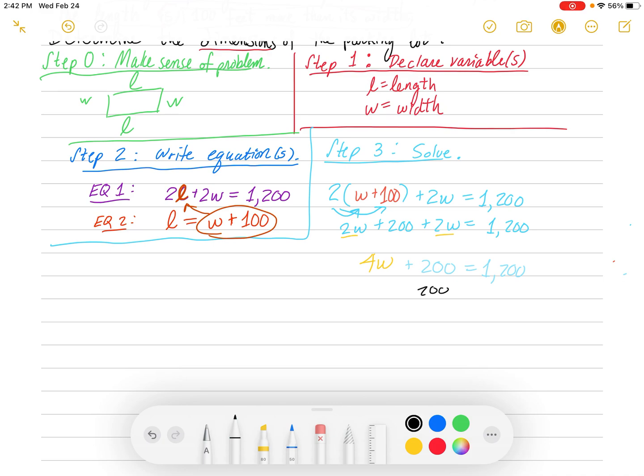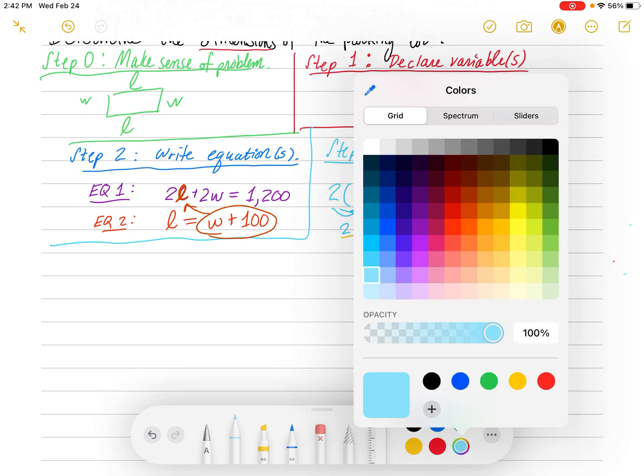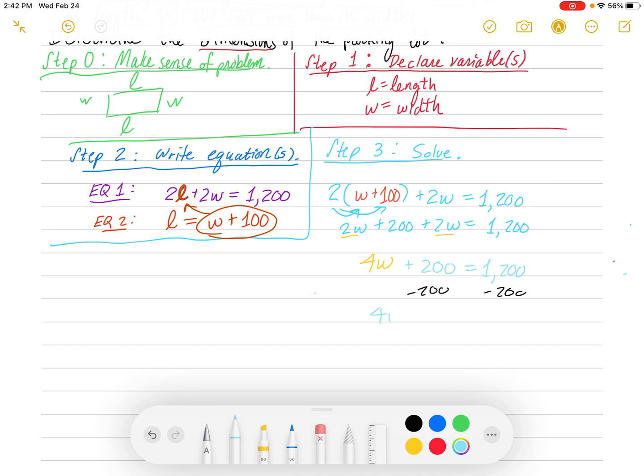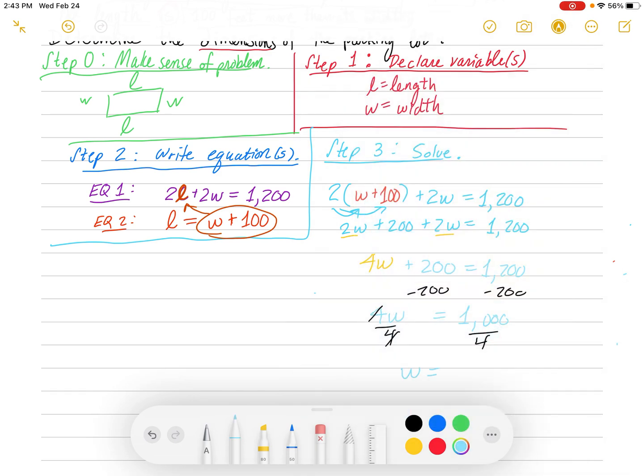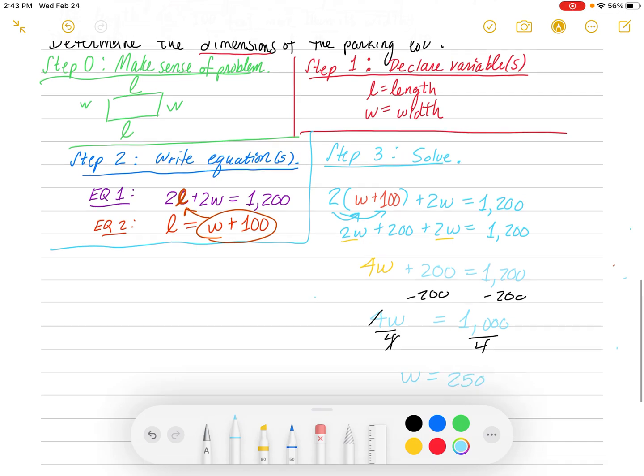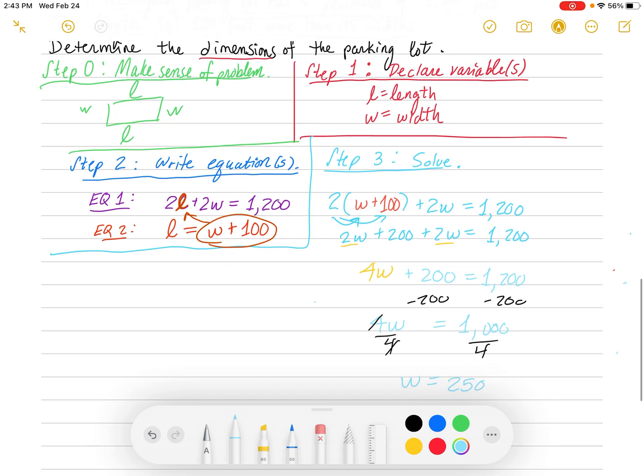We can subtract 200 from both sides. And that'll give us that 4W equals 1,000. And then divide both sides by 4 to get W by itself. And we'll end up with W is 250. Right? 1,000 divided by 4 is 250. And I think here we're talking about feet.